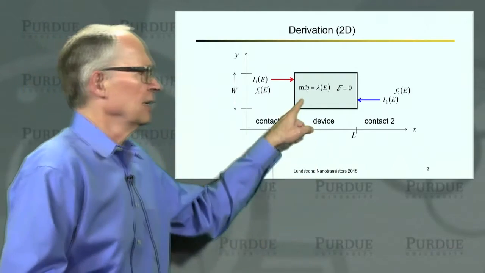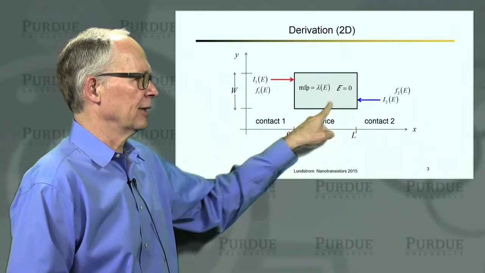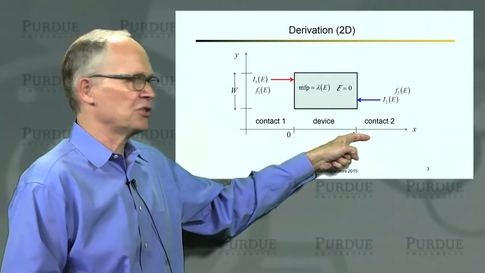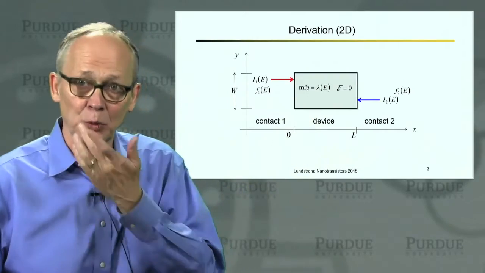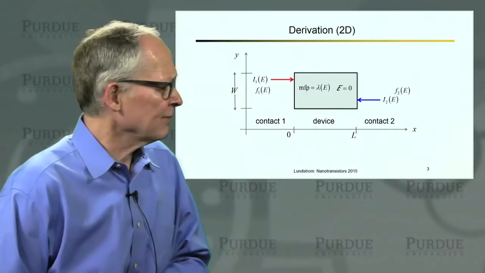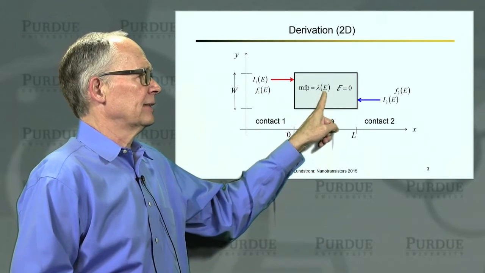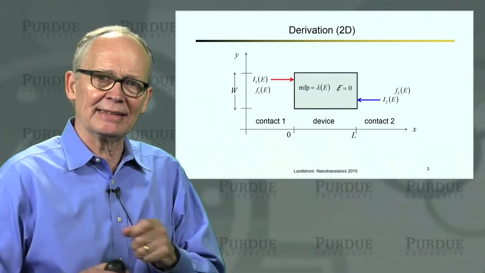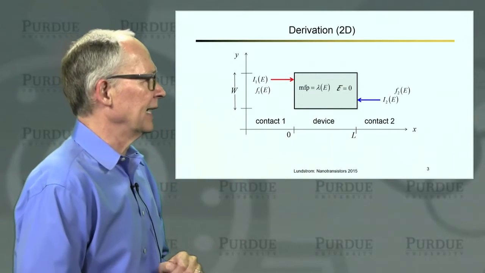So think of this as looking down on the top of a two-dimensional conductor. This is the X direction in which current is flowing. This is the Y direction, which will become the width of our MOSFET later on. Inside the device, there is some mean free path. Electrons might scatter and bounce around. We're going to assume there's no real electric field inside the device.